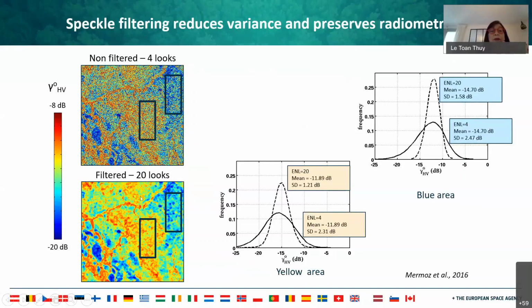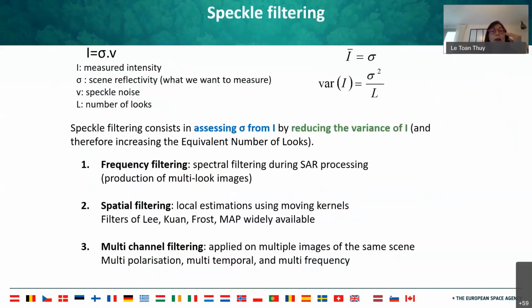So this is the thing that you used to do with filtering, any filtering. But with the radar, you know the distribution of the noise, so it is convenient to have a very good way to filter. And here the intensity is the scene reflectivity, and V is the spectral noise, so it is a multiplicative formula. The scene reflectivity is what we want to measure, and N is the number of looks.